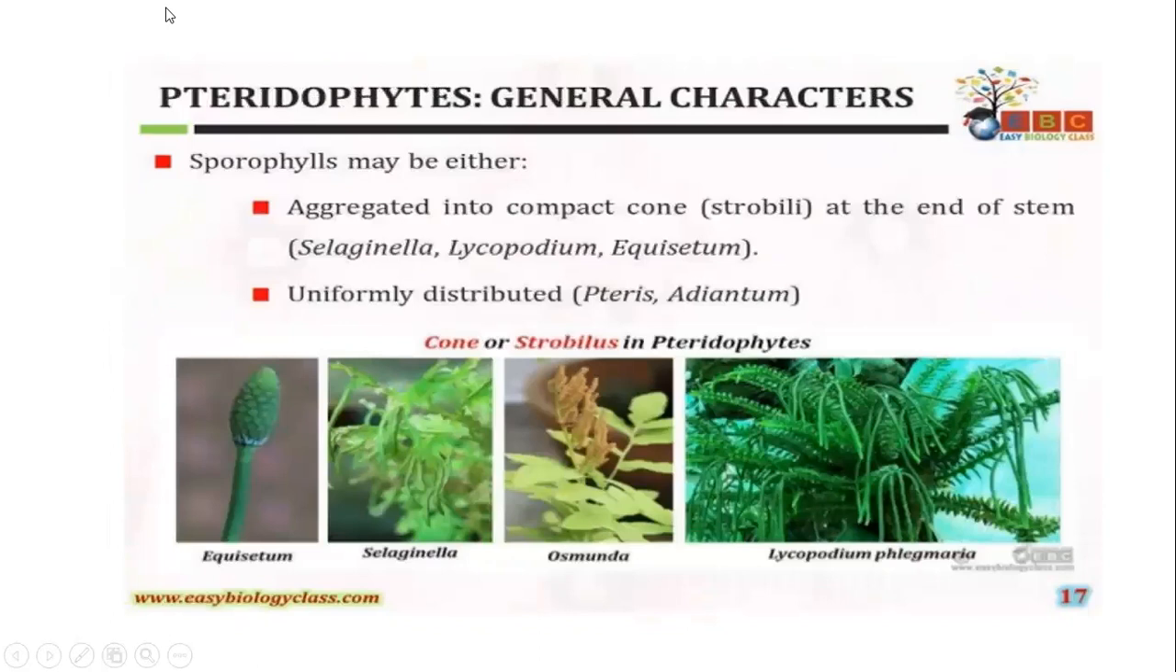Okay, next we have sporophylls. What do you mean by a sporophyll? A sporophyll is the leaf which is producing or which is having sporangia. The leaves on which the sporangia develop we call sporophylls. Okay, right. In some genera these sporophylls are aggregated, forming a compact structure.